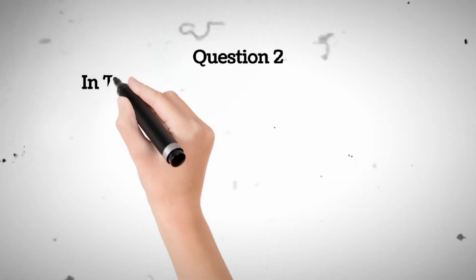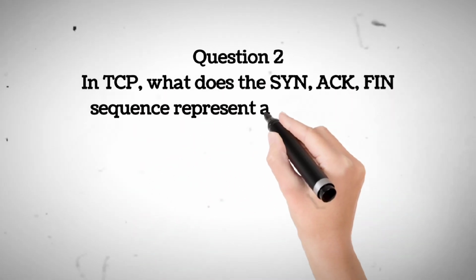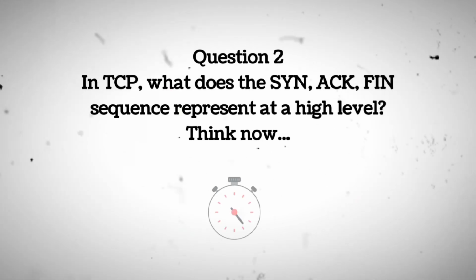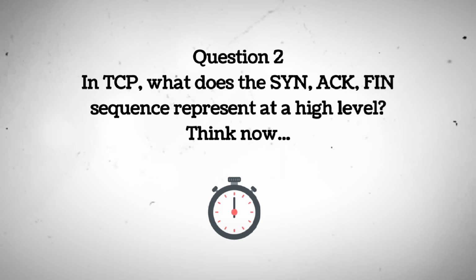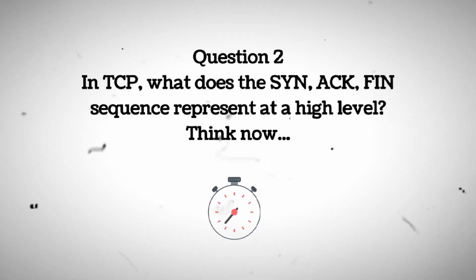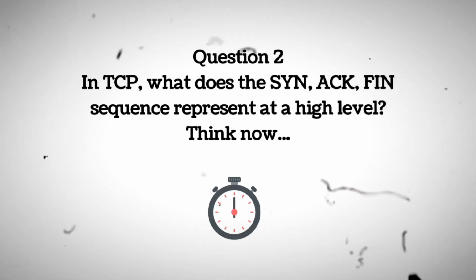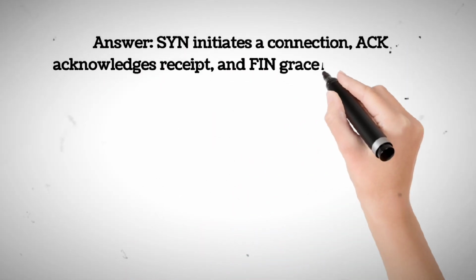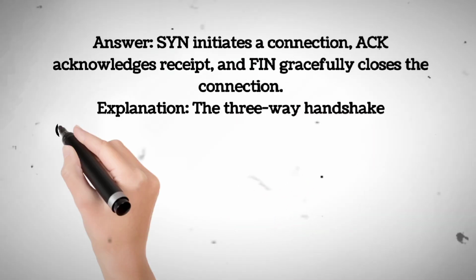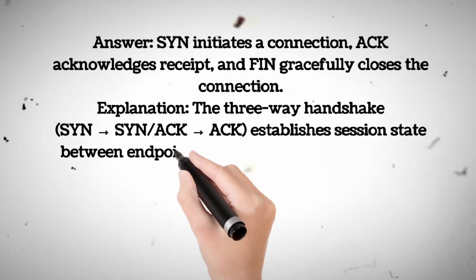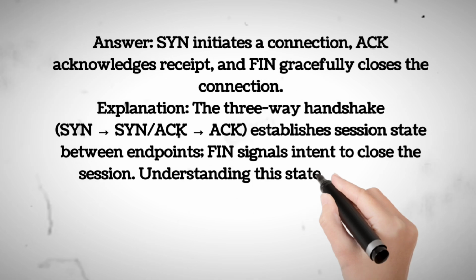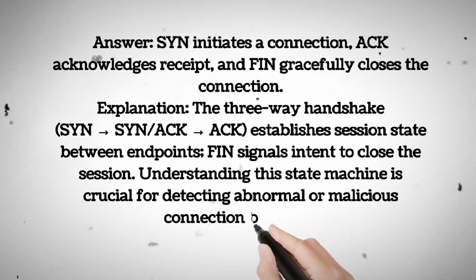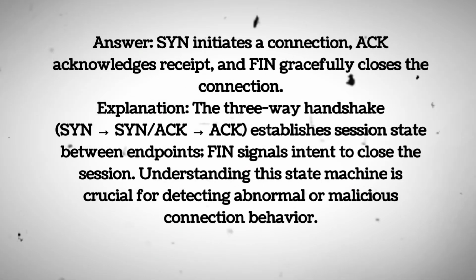Question 2. In TCP, what does the SYN, ACK, FIN sequence represent at a high level? Think now. Answer. SYN initiates a connection, ACK acknowledges receipt, and FIN gracefully closes the connection. Explanation. The three-way handshake, SYN, SYN-ACK, ACK, establishes session state between endpoints. FIN signals intent to close the session. Understanding this state machine is crucial for detecting abnormal or malicious connection behavior.